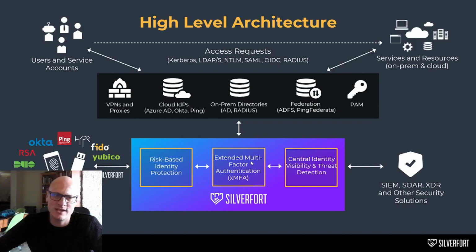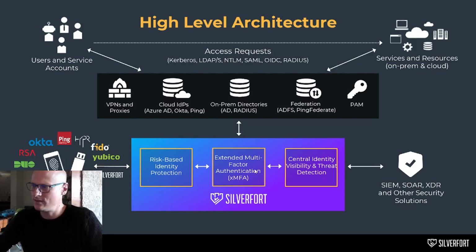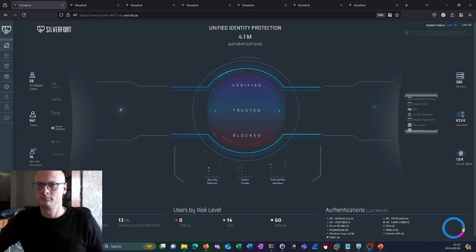It checks its policies. If it's in a policy and MFA is required, it'll send it to the MFA service, and you'll get a prompt for MFA. Once you approve that, the authentication will be released, and you'll happily be granted access to your resource. So that's the basic architecture. I won't go into this in too much detail, but I'll show you in practice how it works.